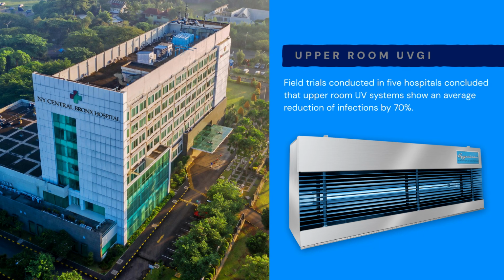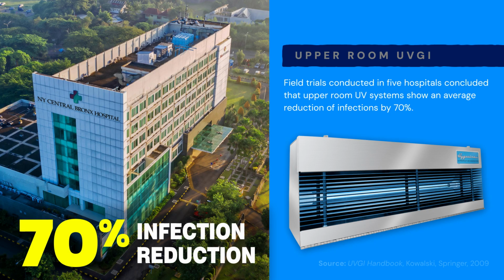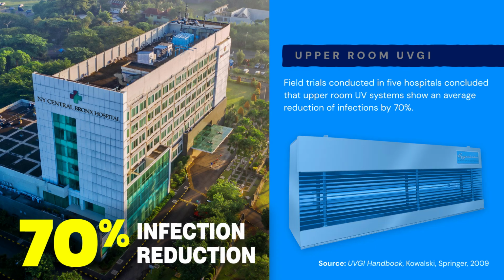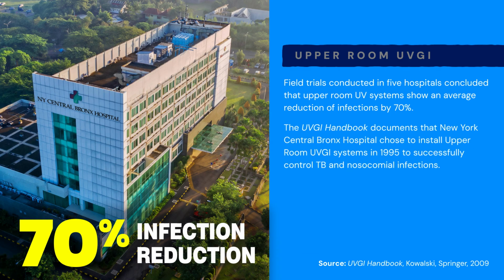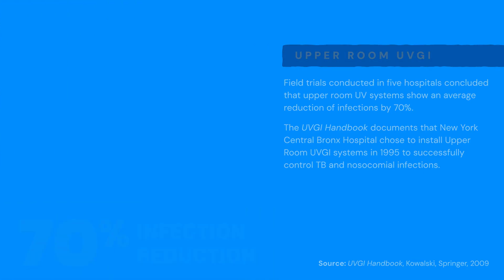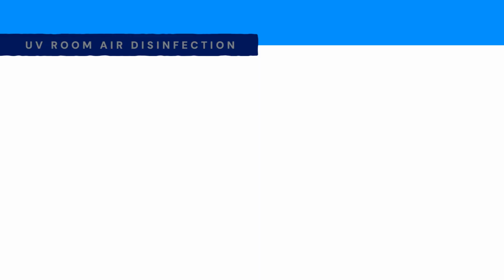Field trials conducted in 5 hospitals concluded that upper room UV systems show an average reduction of infections by 70%. The UVGI handbook documents that the New York Central Bronx Hospital chose to install upper room UVGI systems in 1995 to successfully control TB and nosocomial infections. UV Room Air Disinfection.